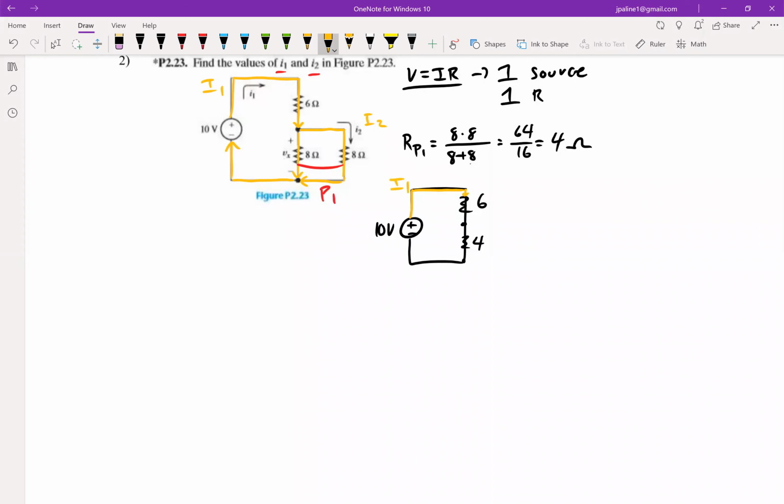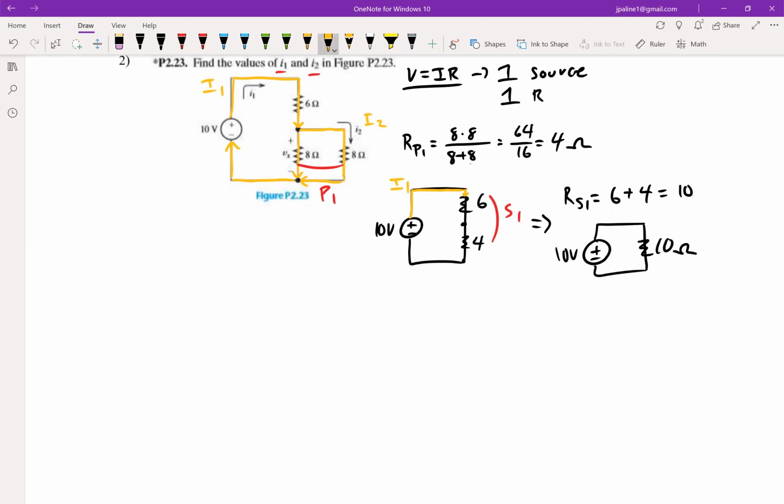All right. So now here, we still have I1 coming through. Now, these aren't one resistor yet, so we still need to combine these down. So this is series 1. If we combine series 1 down, it'll be 6 plus 4, which will give us 10. Okay. So when we do that, we'll end up with 10 volts and then 10 ohms.